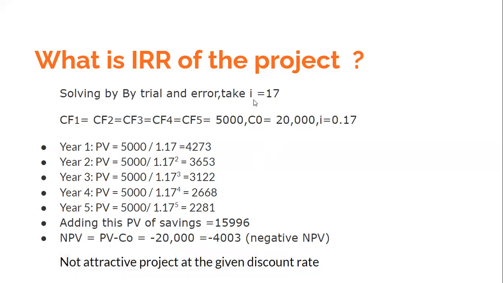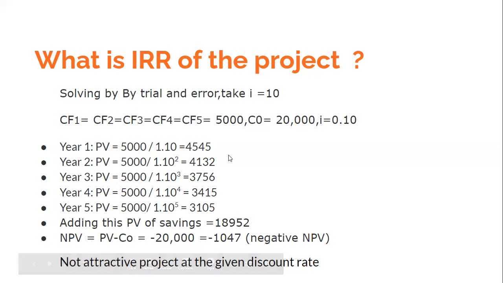So what it means is that we are not going to get the returns even at 17%. It is not 25%, it is not 17%. Again, reduce it. Let us take it as 10%. So again, I had calculated the present value, discounted at 10%. So 5,000 becomes 4,500 at the end of the first year, 5,000 becomes 4,100 at the end of the second year. At the end of the third year, it becomes 3,700. At the end of the fourth and fifth year, it becomes 3,400 and 3,100 respectively.